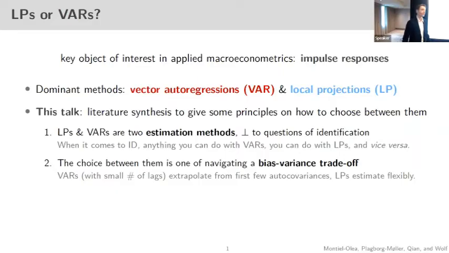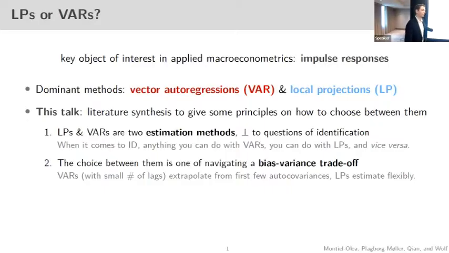And for that, they lie on opposite ends of a bias-variance trade-off. On the one hand, local projections or very long lag VARs very flexibly estimate the autocovariances of the data horizon by horizon. As a result, they can be quite noisy. On the other hand, short lag VARs estimate the first couple of autocovariances and then parametrically extrapolate from those. It's going to be quite precise, but maybe subject to material biases.